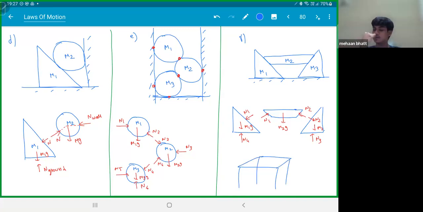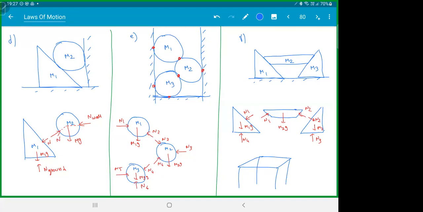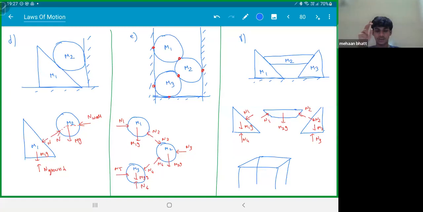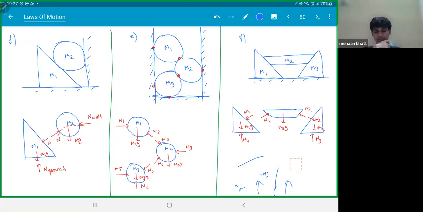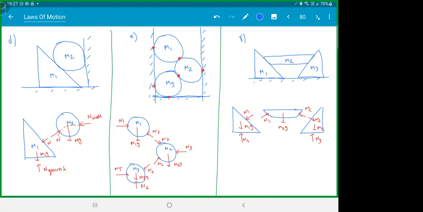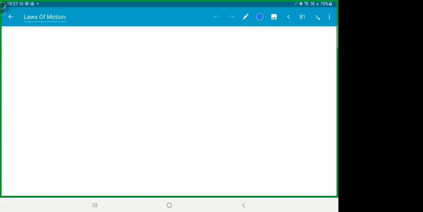Then there is mg downward, and at the legs of the table there are normal reactions upwards, four normal reactions. That's it. Nothing on the upper surface. Why would you get a normal reaction? When you touch something, what are you touching? You're not touching anything, right? That is one.